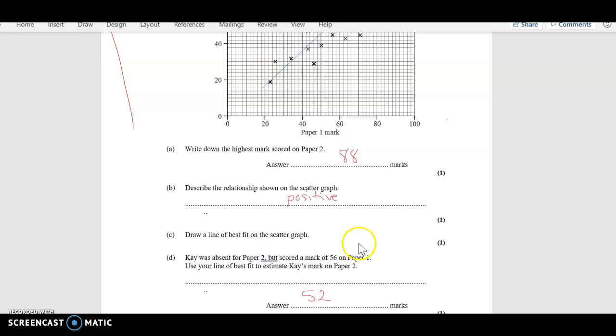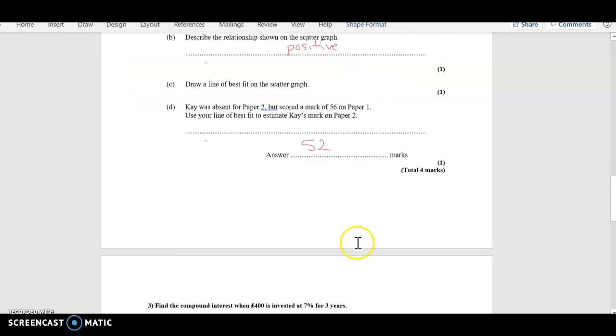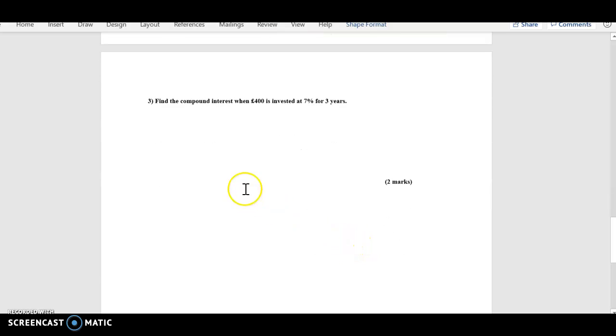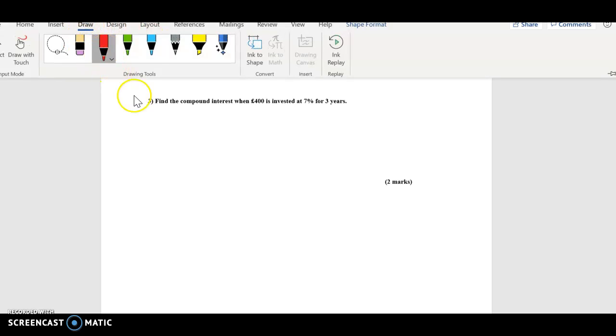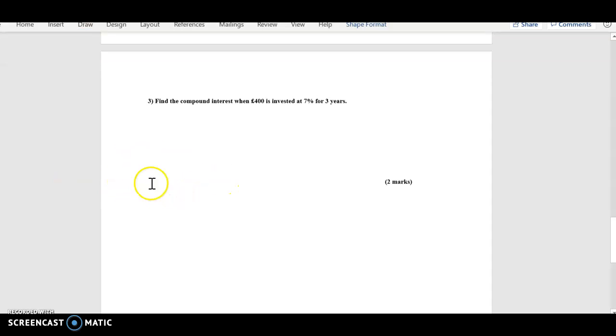Okay then, our final question is compound interest. Okay, so compound interest, you can use a formula or you can keep recalculating, and on the higher paper we'll probably expect you to use a formula.